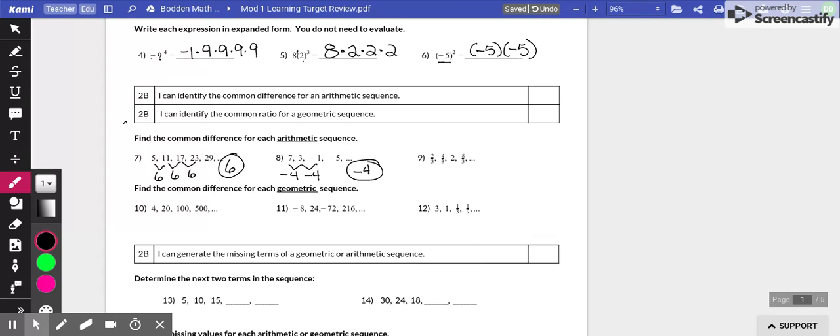All right, now I've got some fractions here. Again, I know this is arithmetic, and it appears to be getting larger, which means I am adding a number. So I'm going from 2/3 to 4/3. Well, how far apart are those? I'm going to subtract. 4/3 minus 2/3 is 2/3. So what that means is I am increasing by 2/3 every time.